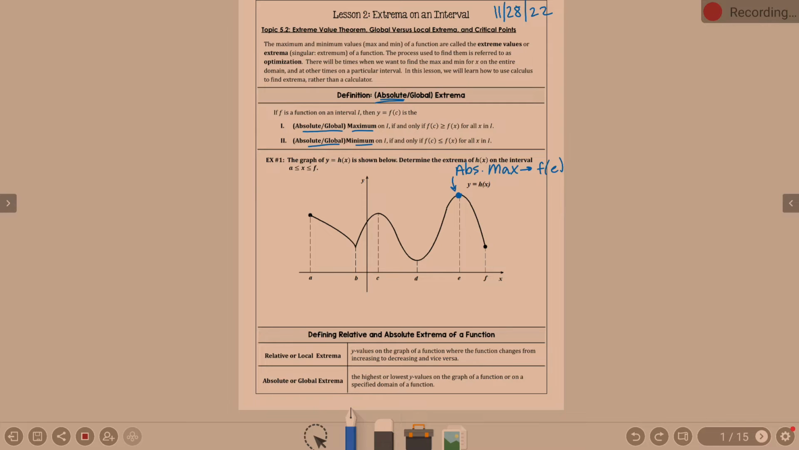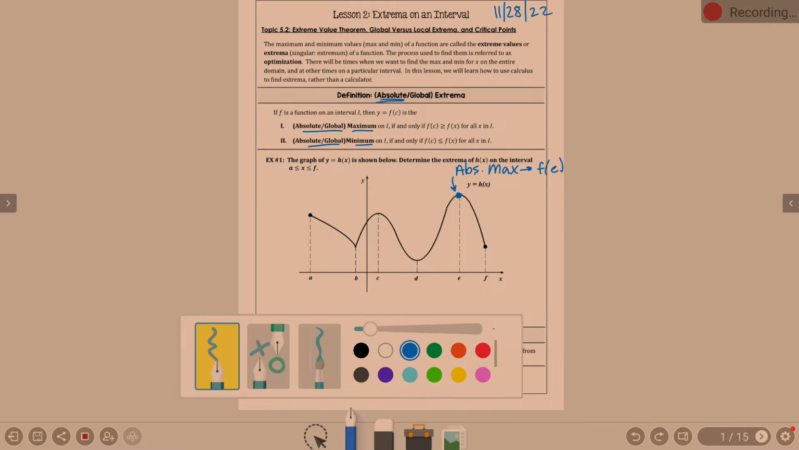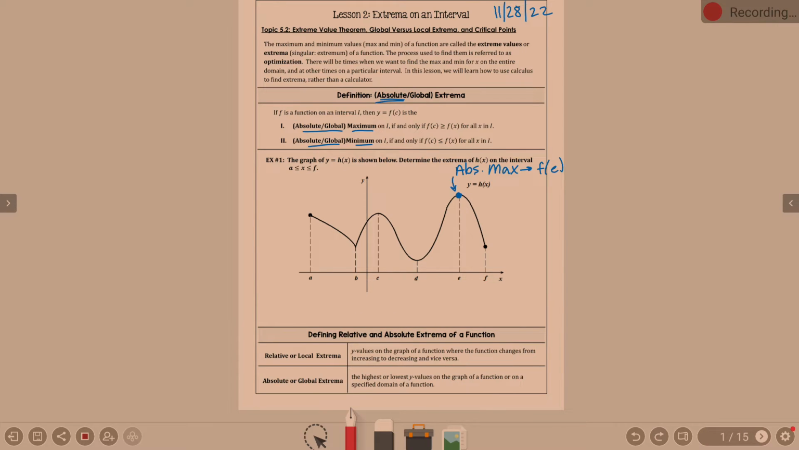What else? D. What is D? Absolute minimum. The lowest the graph will ever go. Okay, so the absolute minimum is occurring at D, and specifically the y value associated with that is f of D.